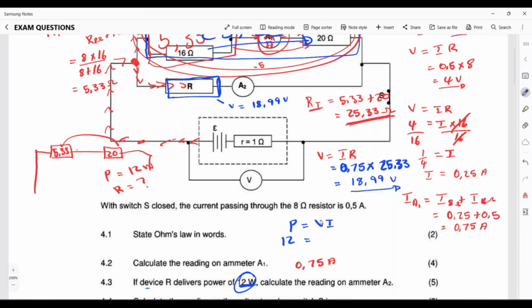And then what is my voltage? 18.99. And then what about my current? Current, I don't know. I'm looking for it. So I simply divide both sides by 18.99. Divided by 18.99 over there. And then what value of current do I get? 0.63. 0.638 over there. So you got your value as simple as that. You got your current over there.